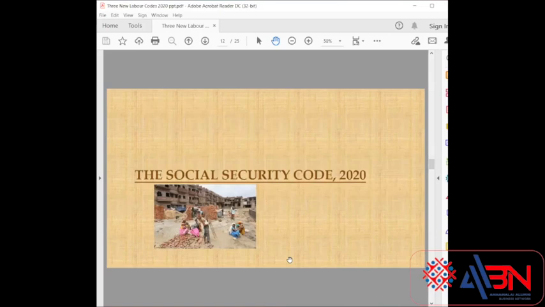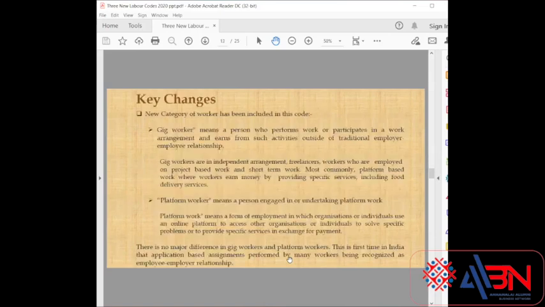Then we go on to the Social Security Code. The Social Security Code has 2-3 new definitions of new kinds of workers. One is the gig worker, another one is the platform worker. The gig worker is basically a person who performs work or participates in work and earns from such activities outside of the traditional employer.